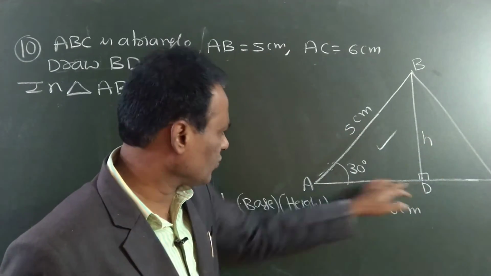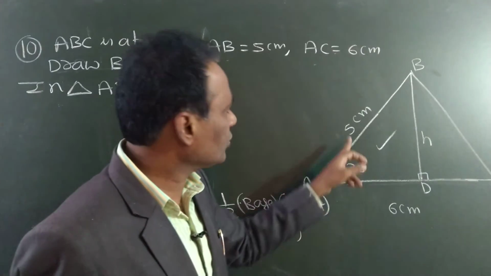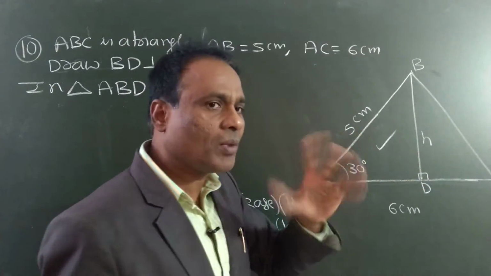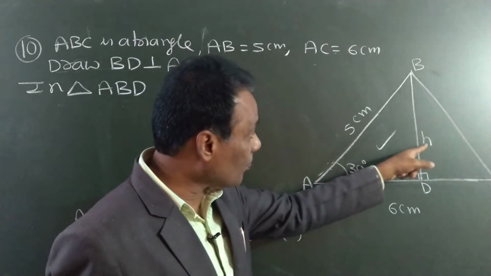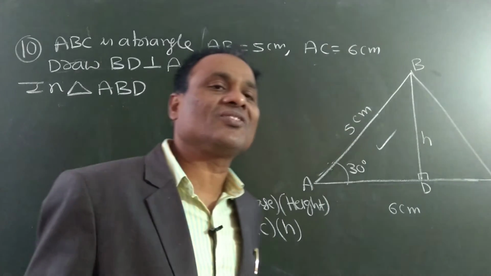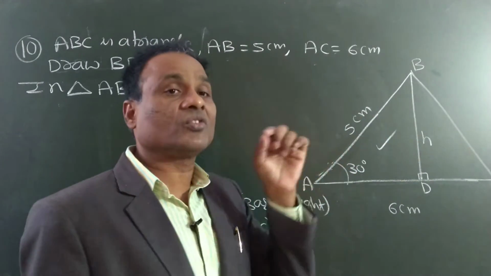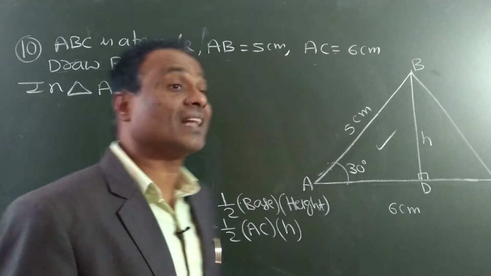We don't want this BD. We want H only. That's all. So this is given, this we require. So which sides is the problem dealing with? Opposite and hypotenuse. Opposite by hypotenuse, which ratio? Sin theta. See here.